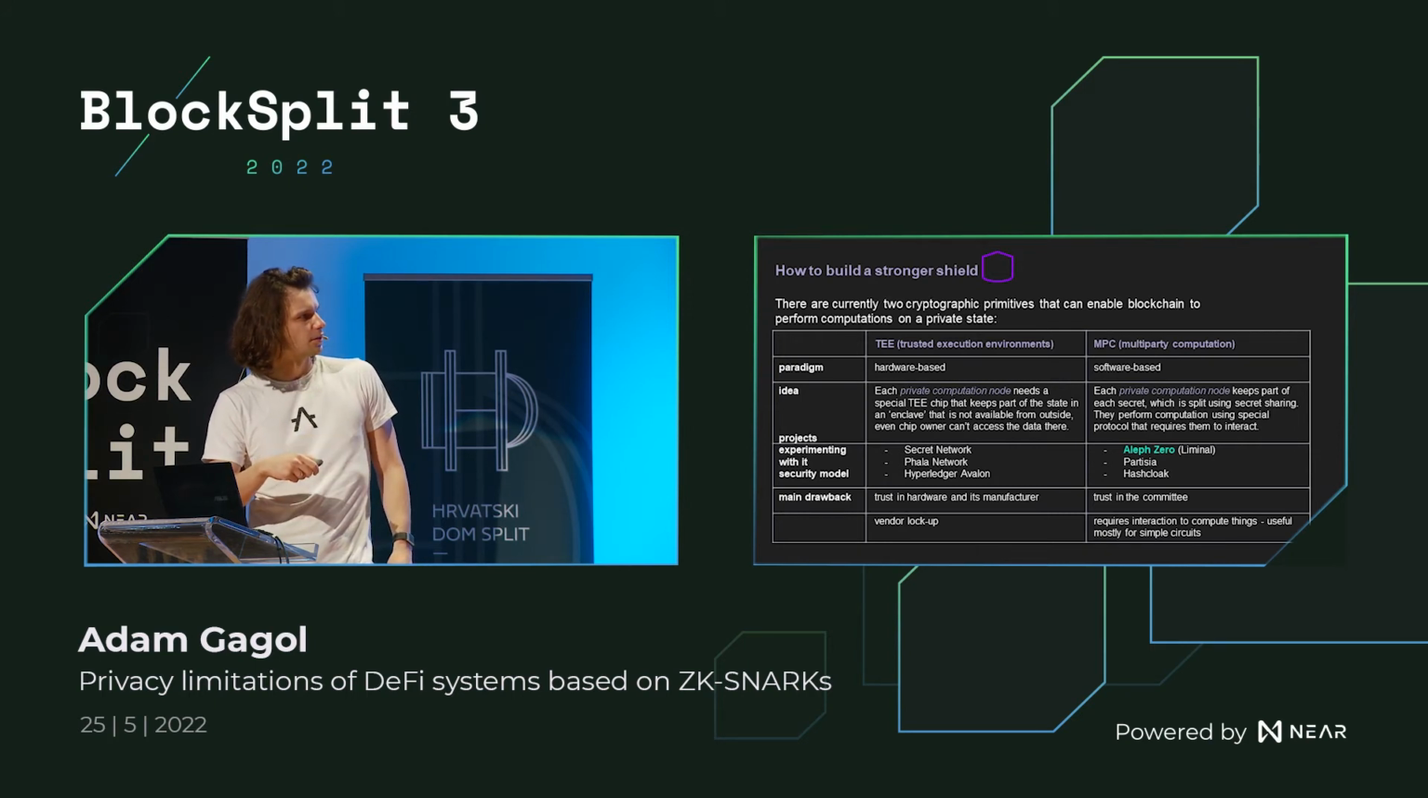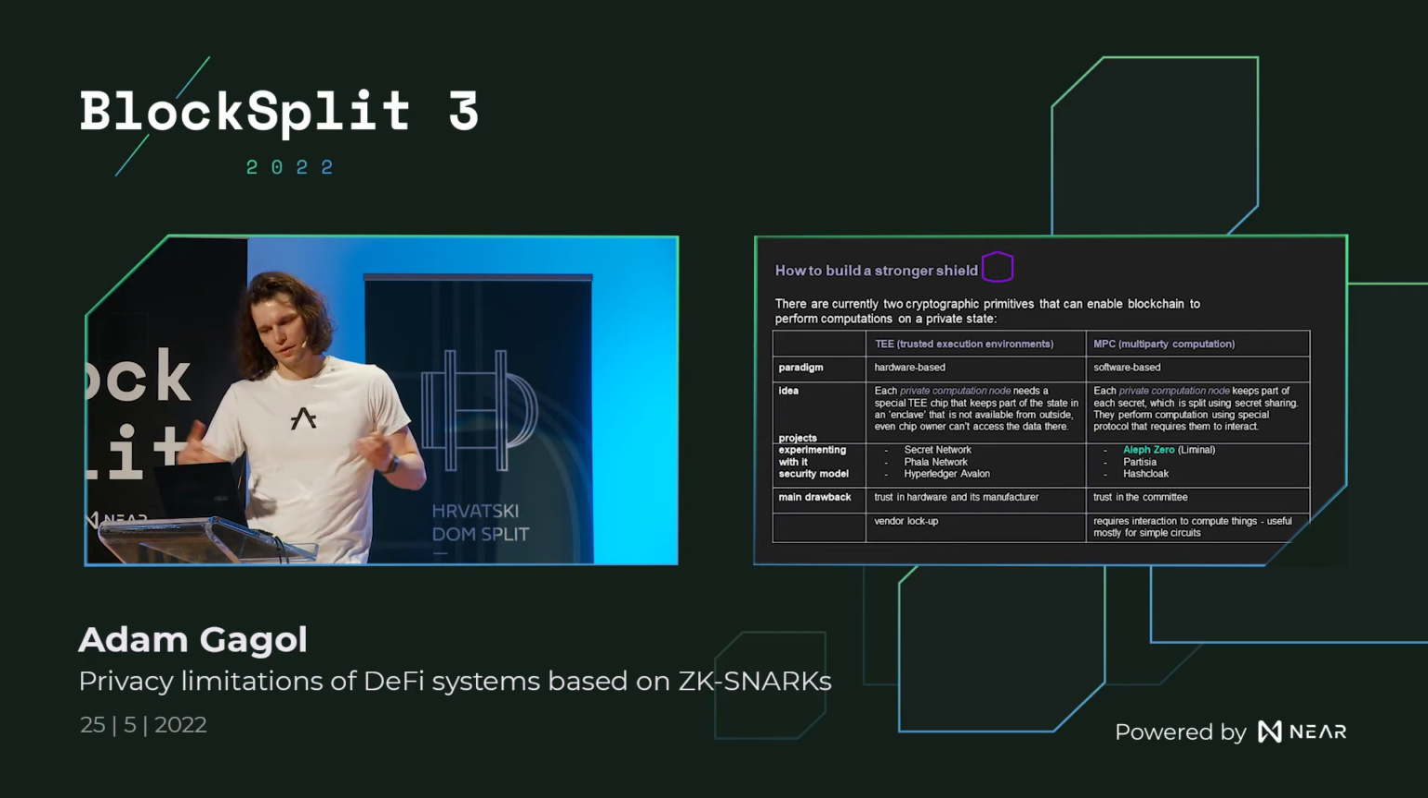The security model is totally different. We don't need to trust any manufacturer. We need to trust the committee. As I said before, if 7 of the 10 people in the committee gathered, they could reveal all the secrets. So what we need to trust is that they don't do that.